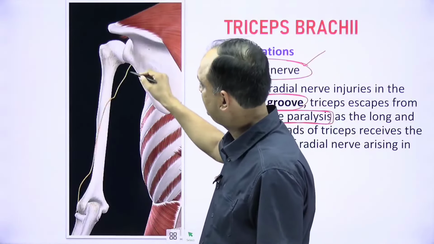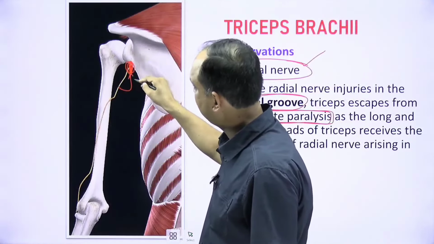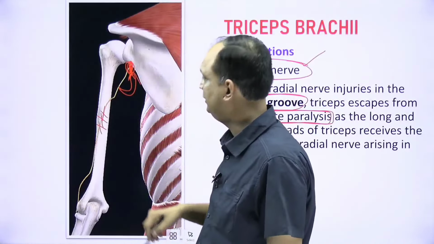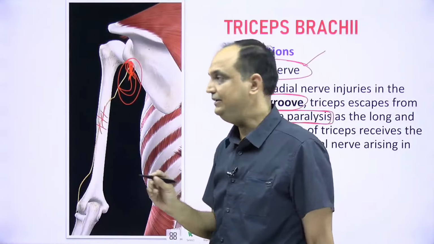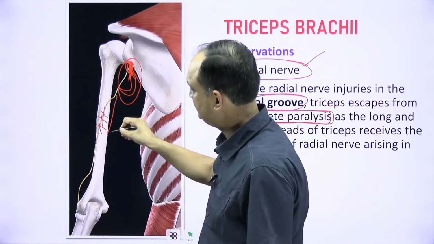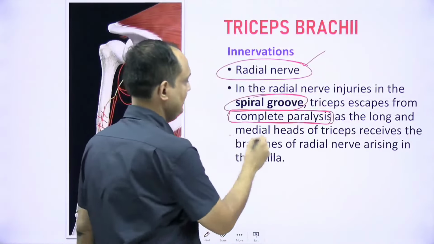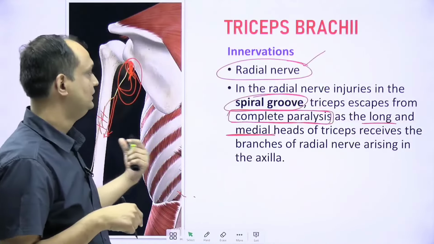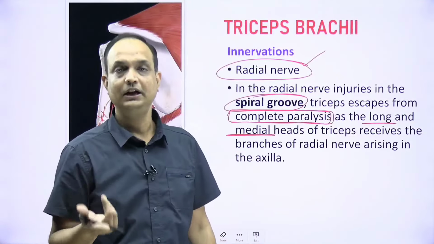Now, why does it happen? Because this is the origin of the long head. The nerve already supplies this muscle here, and if the injury takes place in this area, which is the area of the radial groove, you can see that this part has already received the nerve. In the same way, this part, which is the medial head of your triceps, is also receiving the nerve. Because the medial head and the long head have already been supplied by the nerve before it enters the radial groove, complete paralysis of the triceps will not occur. Clear? So, these are some important facts which you have to keep in mind.